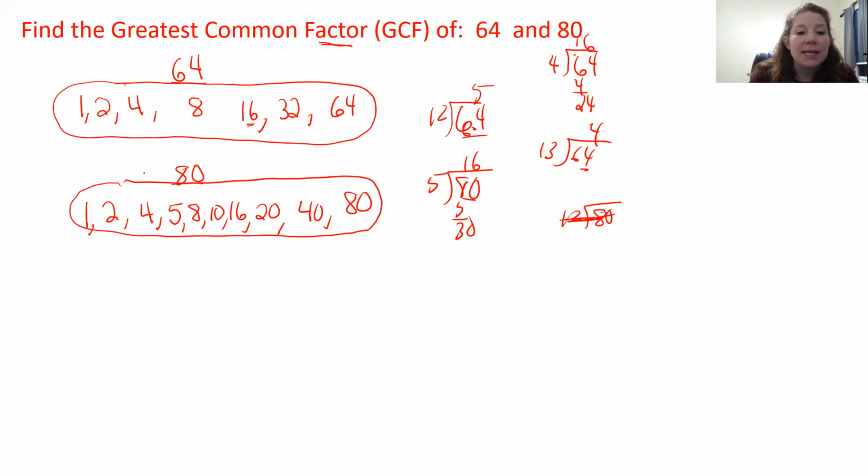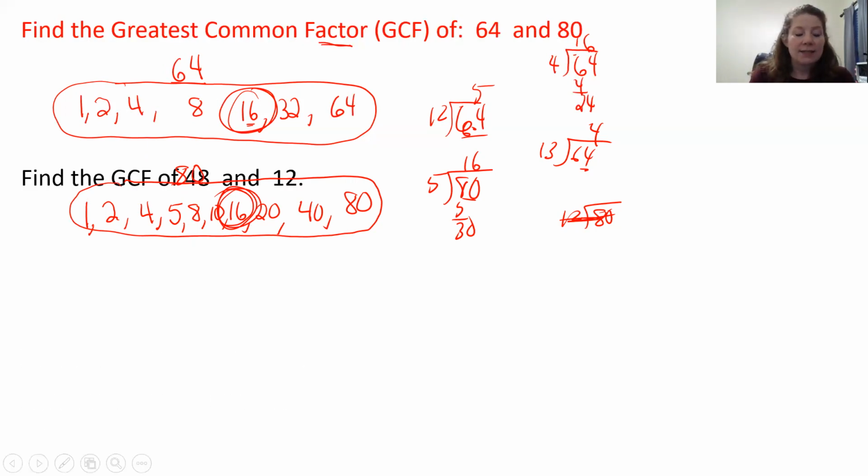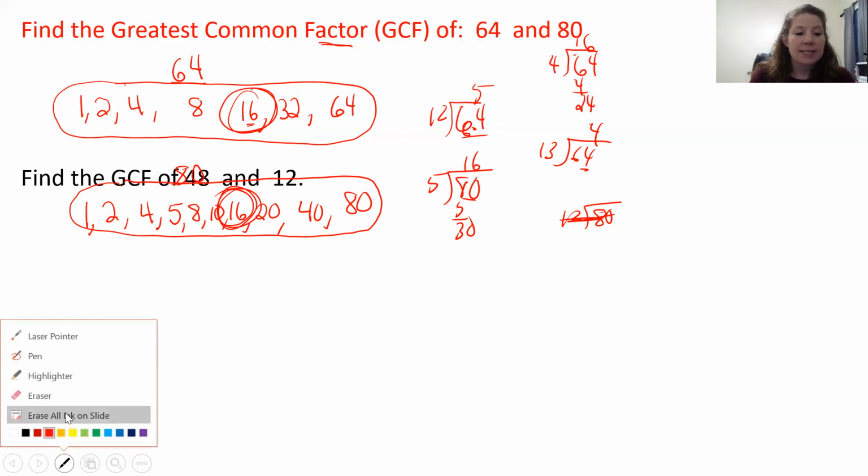All right, so this takes a little time, but for the greatest common factor, what do you see? What's the biggest number they both have in common? I see a 16 in both columns. Okay, so that's it. The greatest common factor of 64 and 80 is 16. It takes a little time, takes a little work, but that's it.